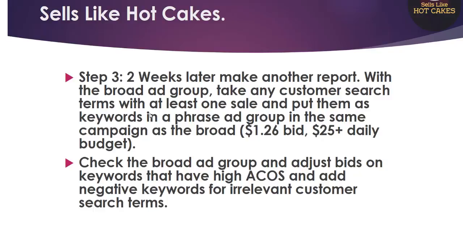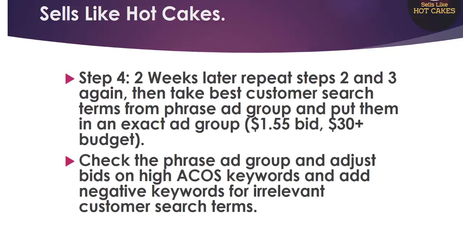What's the next stage? The final step is again to wait 2 weeks later. You repeat steps 2 and 3, and then you take the best customer search terms from the phrase ad group and put them in the exact ad group. Now you use a $1.55 bid and $30+ budget because it will be a super targeted campaign and you will be using the best performing keywords only with maximum budget. So you just bid the maximum dollar amount for these exact matches because you know these keywords and these phrases convert the best for you. So it's obviously best if you rank top for these searches.